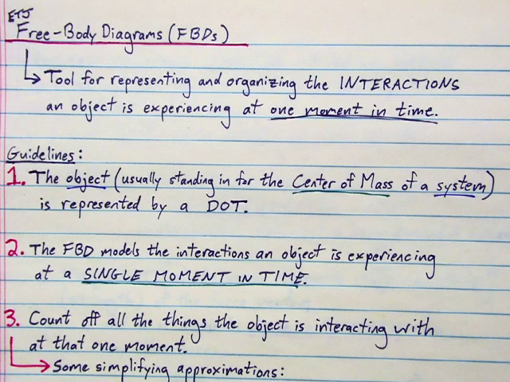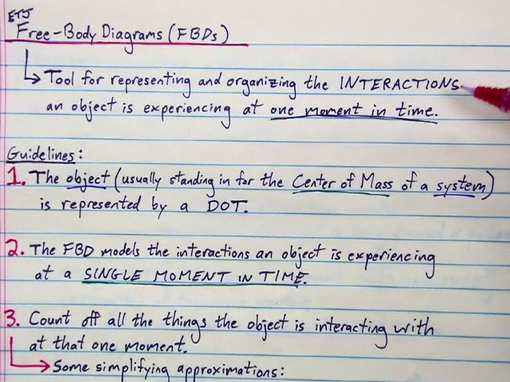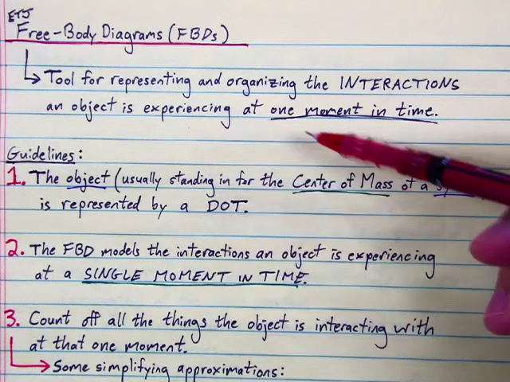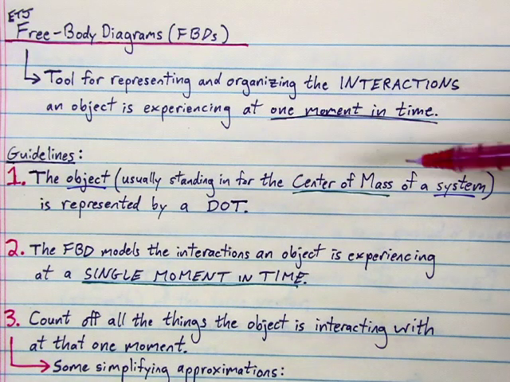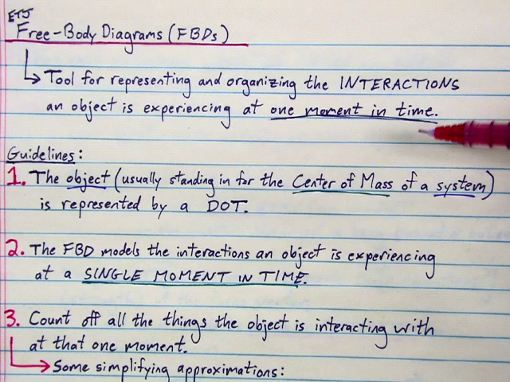A free body diagram is our standard tool for identifying and organizing the interactions that an object is experiencing at one particular moment in time. In this video, I'm going to show you the guidelines and conventions for drawing free body diagrams, and at the end, there'll be a couple of practice problems for you, so be ready for those.